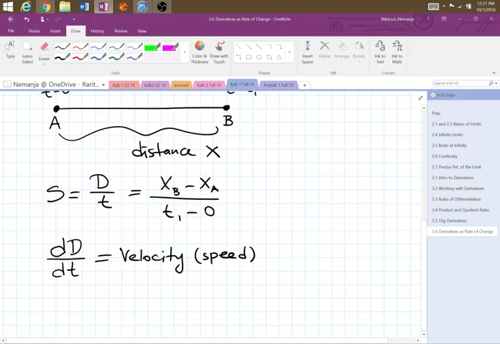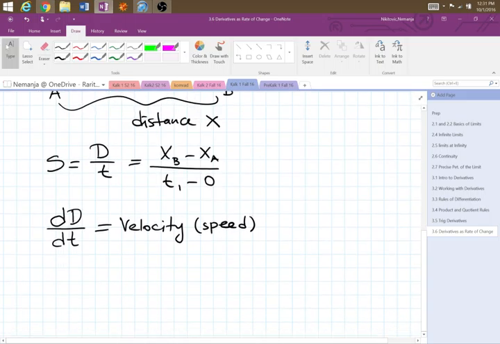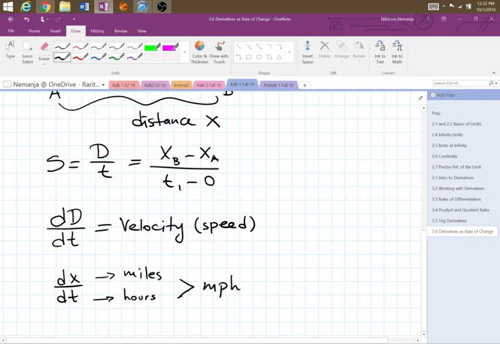Now you should be able to understand this quickly, because let's put a dx/dt, right? Because we cover x values along the x-axis, say. X could be measured in miles, and time could be measured in hours. And you know that miles per hour measures the speed. So I'm hoping that you are connecting all of these concepts together now.